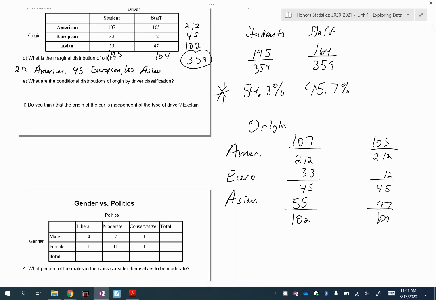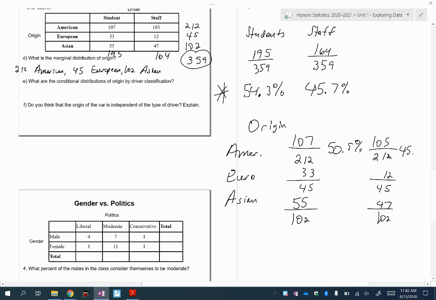Okay, so let's do some calculations. 107 divided by 212 is 50.5%. All right, so that means that's the percentage for students driving American cars, and the number for the percentage of staff driving American cars.